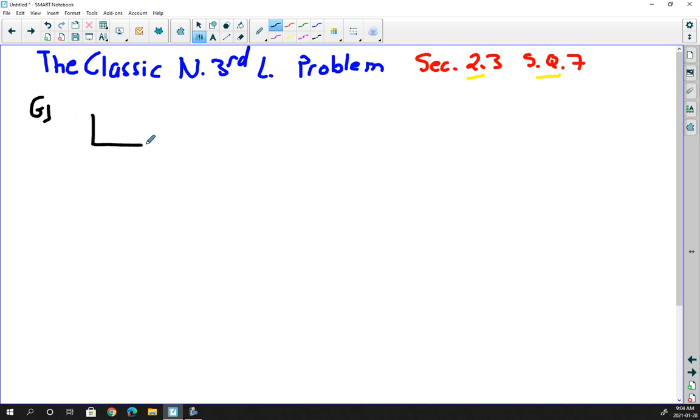So you've got the cart at the end, which we're going to call the third object, the third cart. And you've got the cart in the middle, which we're going to call the second cart, or the mass number 2. And you've got the first cart right there. And we're going to draw a free body diagram for each of them. And knowing that we know the masses of each of these.